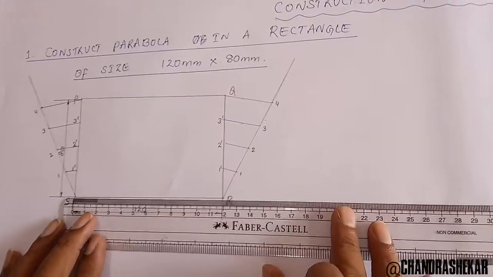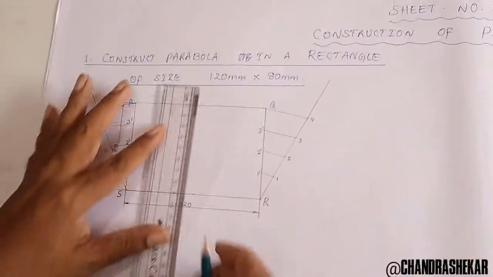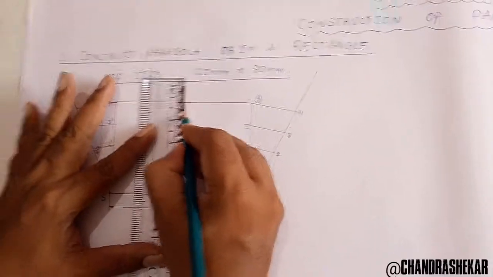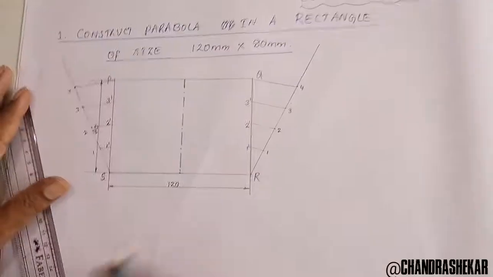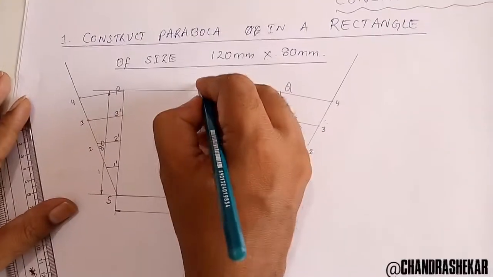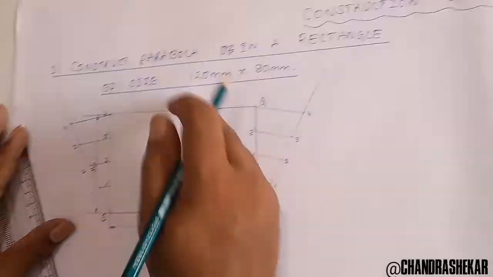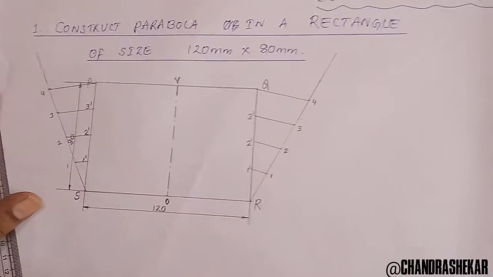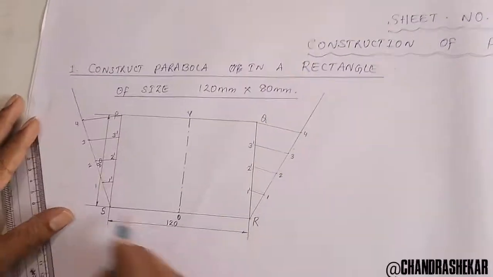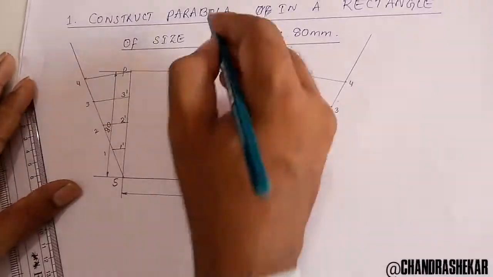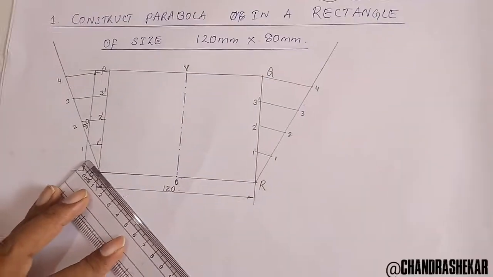Then divide SR also into 2 parts. First, take the middle one. Draw the vertical axis. Call this V, O. This is the center axis of this rectangle. So draw VO. How to take VO? Center line of this 120, 60 mm, 60 mm. Draw the center line. Now divide SO also into 4 parts.